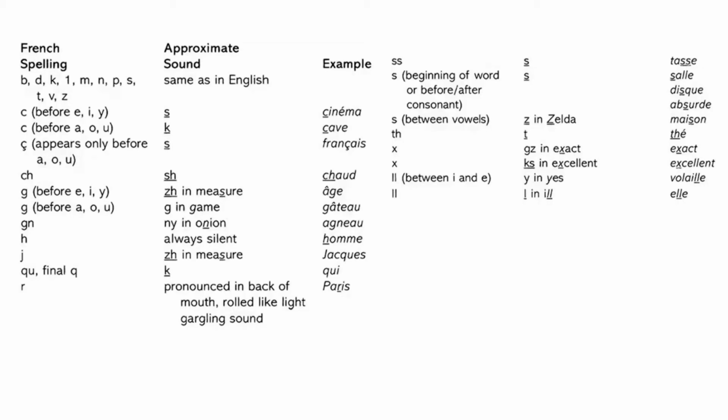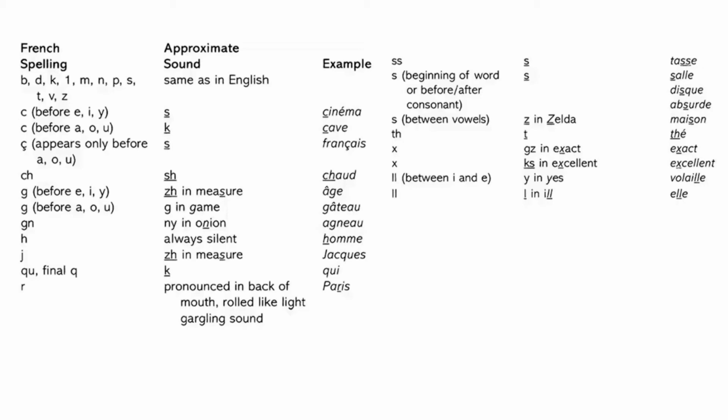GN sound is "ny", like onion, like you sound onion, so it is "agneau". See, A is A, GN is "ny", EAU is O, so "agneau". Now H, H is always silent.